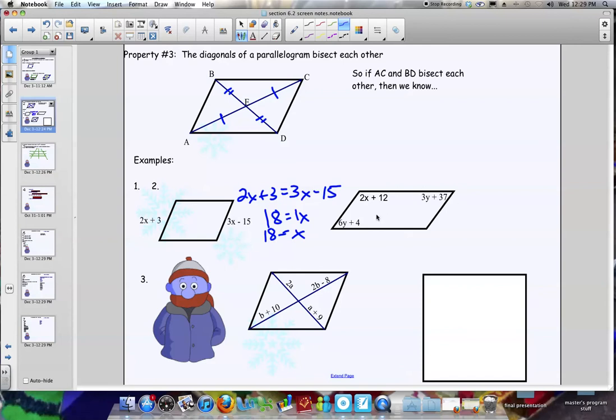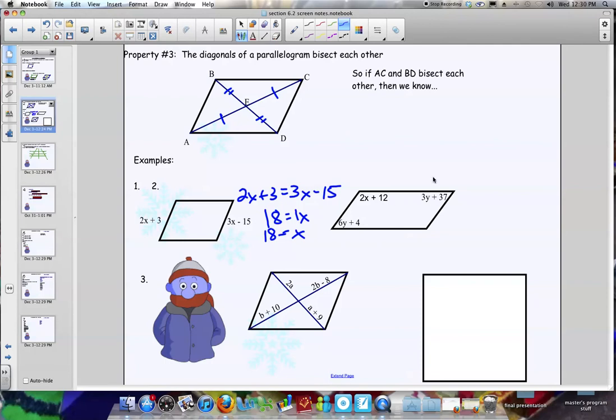The next one is talking about our angles. It gives us something about consecutive angles, and it gives us something about opposite angles. It's not going to do me any good to say that 2x plus 12 plus 6y plus 4 equals 180 because they do not have the same variables. Nor is it going to do me any good to connect these two because they have different variables. Instead, what I'd want to do is find the relationship between these two because they have the same variables.